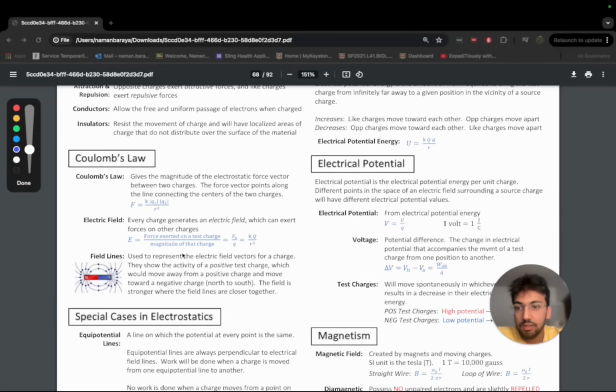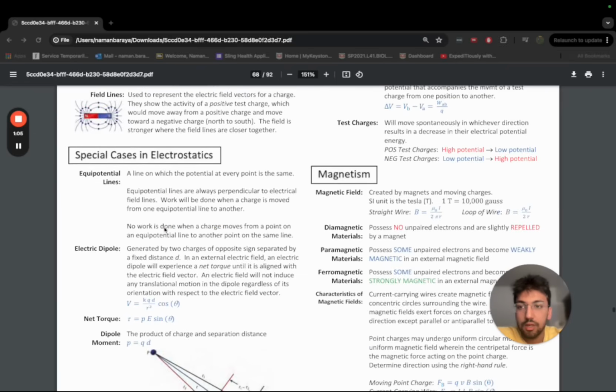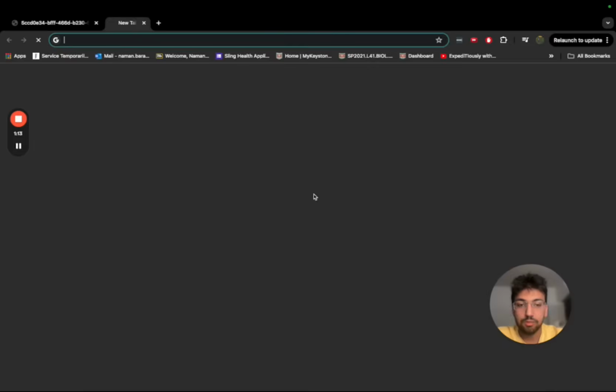Now, the next thing to know is field lines, and we just talked about this. Field lines show the path of a positive test charge. So if I put a positive charge, the field line tells us the direction that positive charge would go in. Okay, equipotential lines are what we get if we draw lines perpendicular to our electric field lines.